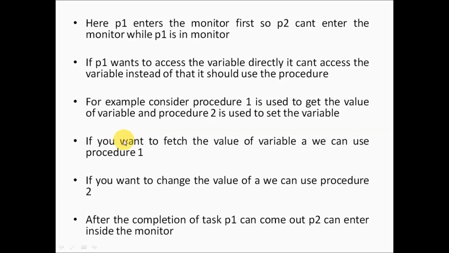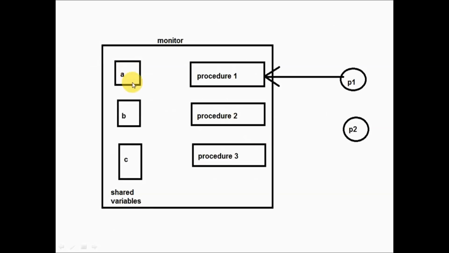Suppose I want to fetch the value of the variable A, I can use procedure 1, because procedure 1 is used to get the value of the variable. Not only A, you can use it for B also, and C also, right? So I can use procedure 1 here. What is the main thing you have to understand here? A process can't directly interact with the variable. Instead, it uses the procedure function to interact with that variable. So here procedure 1 is going to get the value of A.